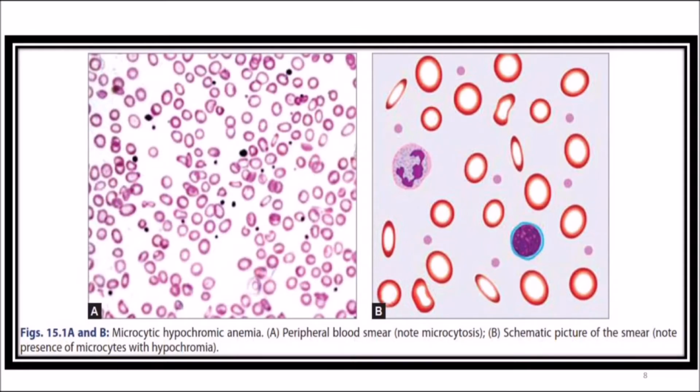And in the second picture you can see the presence of microcytes and hypochromia. There are microcytes as well as hypochromia in the second picture, figure B. So both show the smear examination, the microscopic view of microcytic hypochromic anemia.